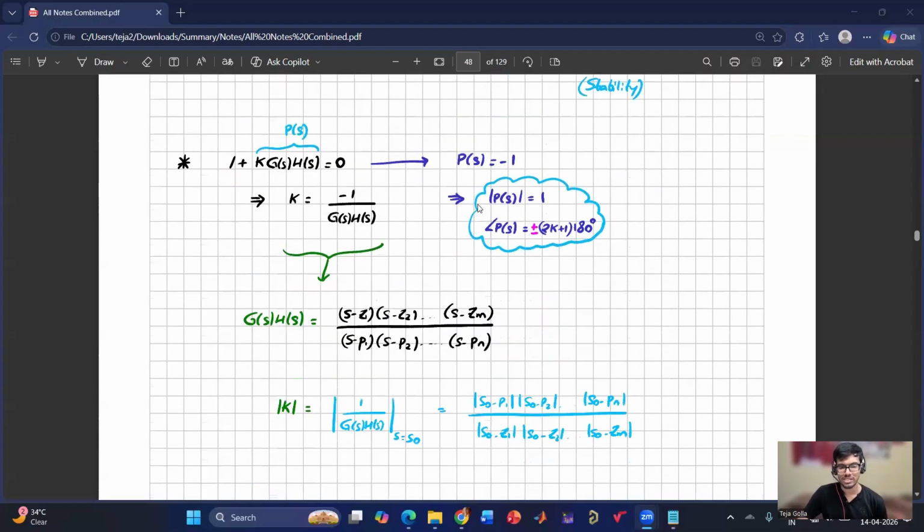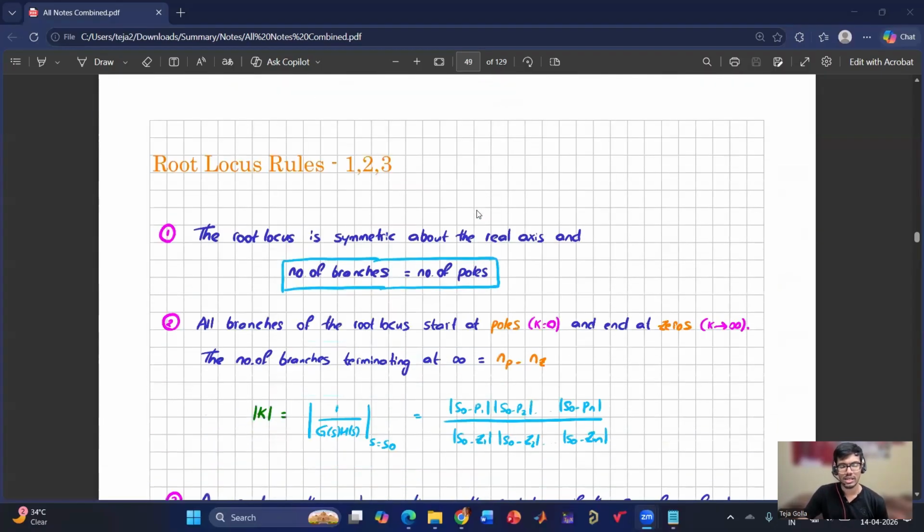So initially we have discussed the gain criteria and phase criteria. Then we have started with the root locus rules. So rules 1, 2, 3: root locus is symmetric about the real axis, and the number of branches is equal to the number of poles.